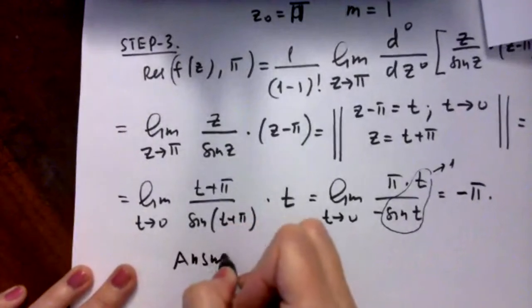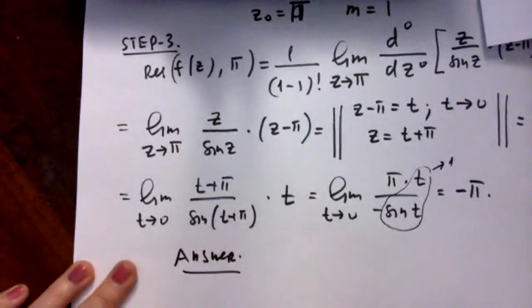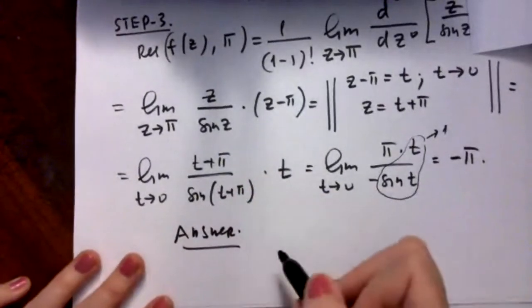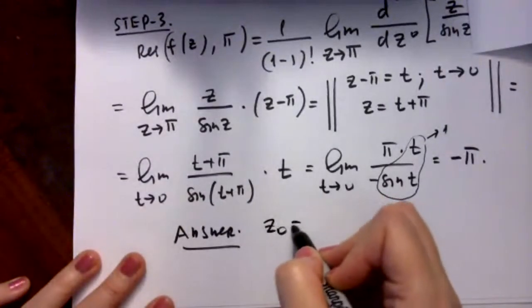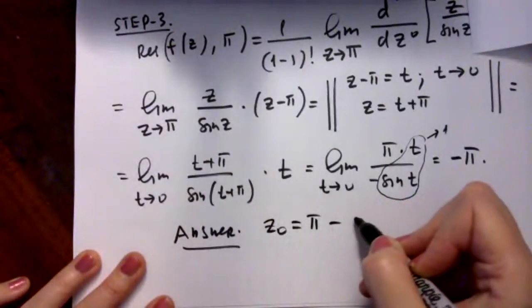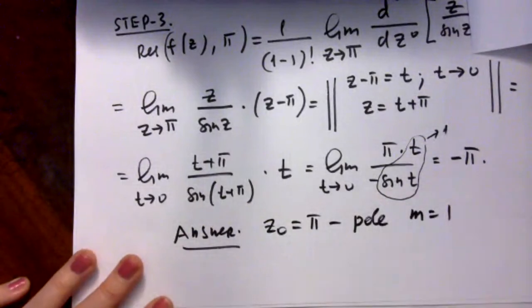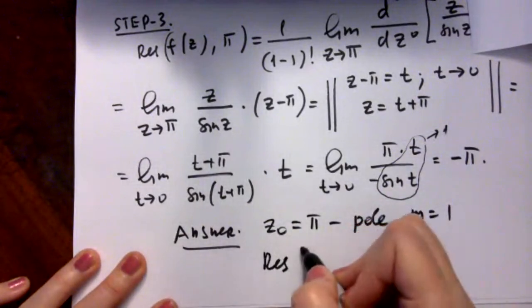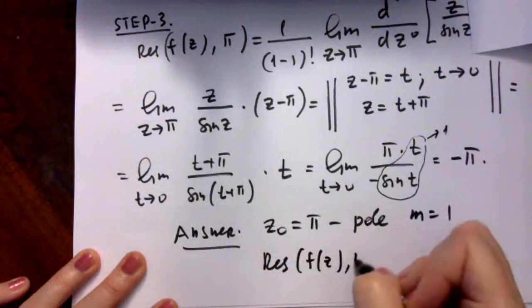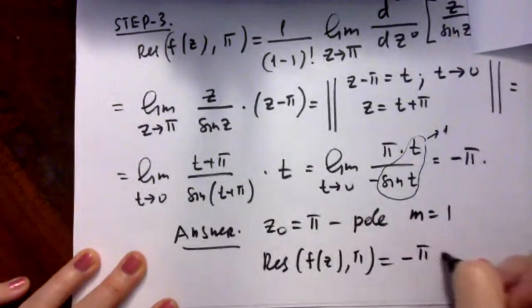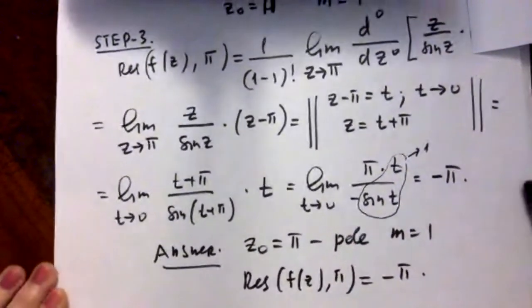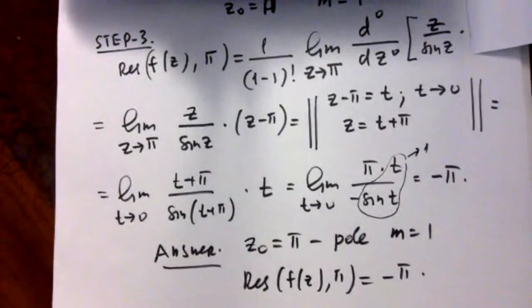So the answer to this problem will be as follows. Let's write down the answer to finish with this example. So z0 is equal to pi is a pole of order 1, a simple pole. And the residue of our function f of z in this point turned out to be minus pi. That's it. As you can see, the last example was quite a fancy one.